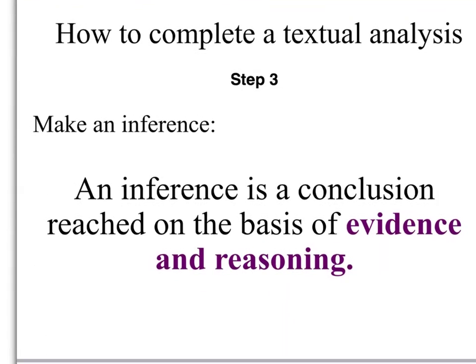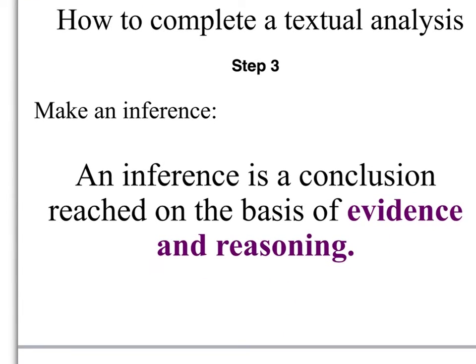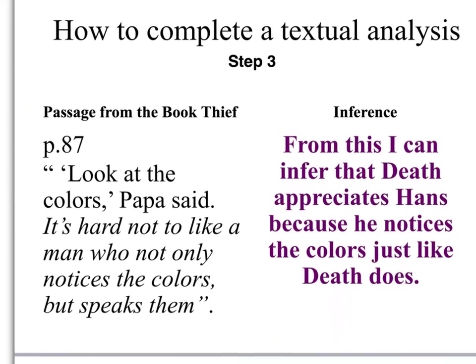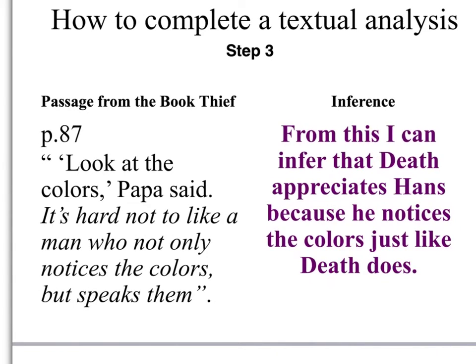Step 3 is to make an inference. Now, in class, we learned that an inference is a conclusion reached on the basis of evidence and reasoning. So you use clues from the text to make an educated guess or a conclusion. So let's look at an example from the text. And this is from page 87.